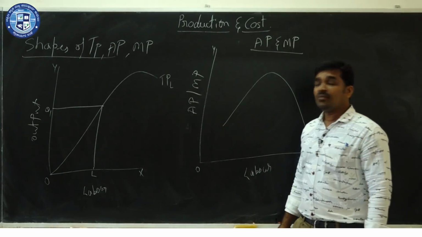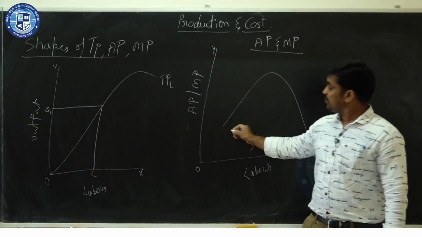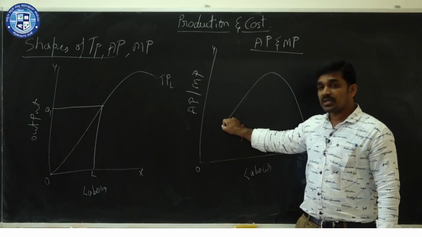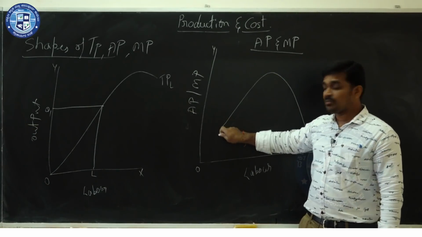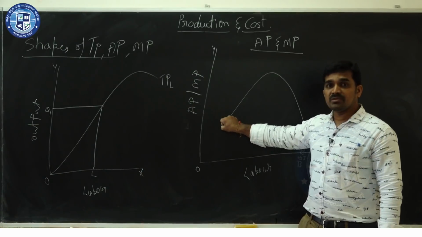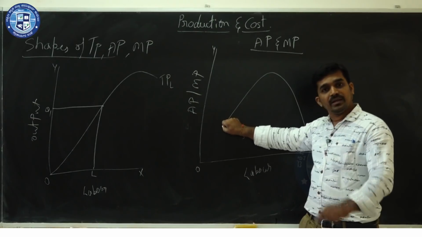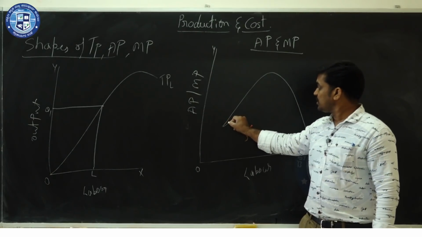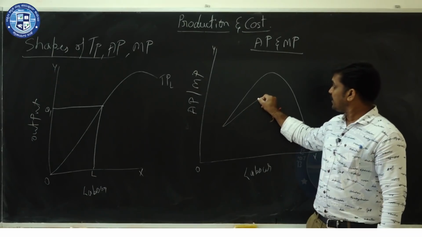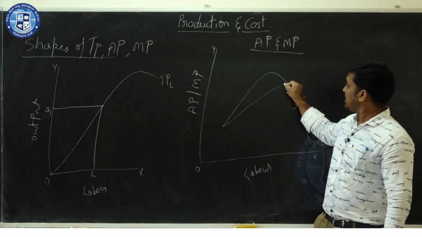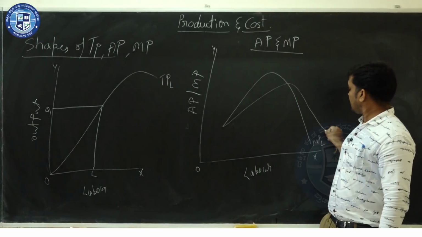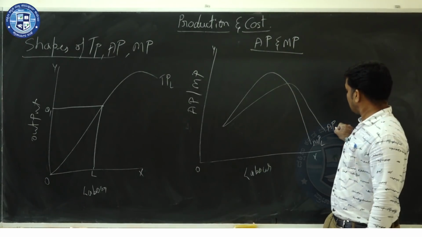And what is the shape of AP? AP also starts from the point of marginal product. The first unit of labor, what is the amount of total product? This is also the marginal product and average product. So it starts from here, increasing. Average product continuously increases, reaches maximum, thereafter average product starts falling.